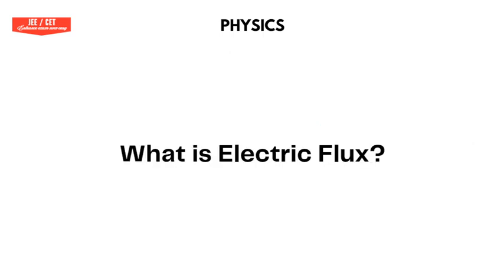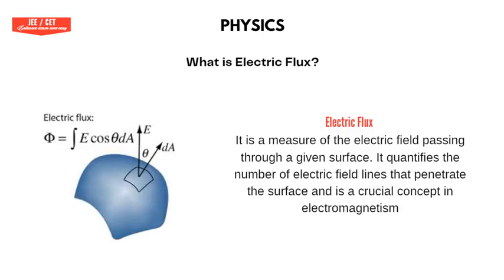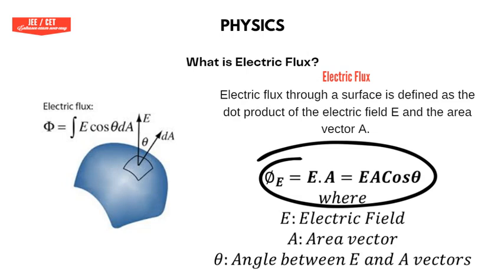What is electric flux? Electric flux is just a measure of how much of electric field passes through a given surface. If dA is an area vector, E is the electric field and theta is the angle between the two, E cos theta is the component of electric field normal to the surface. Mathematically, it is given as E cos theta dot dA integrated over the surface.